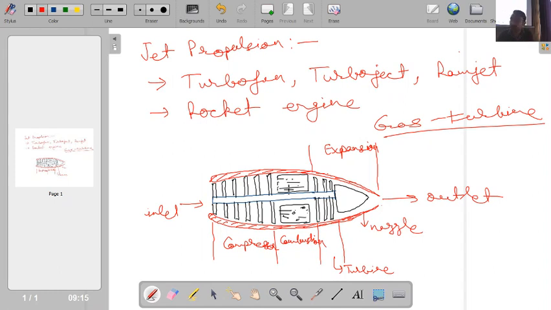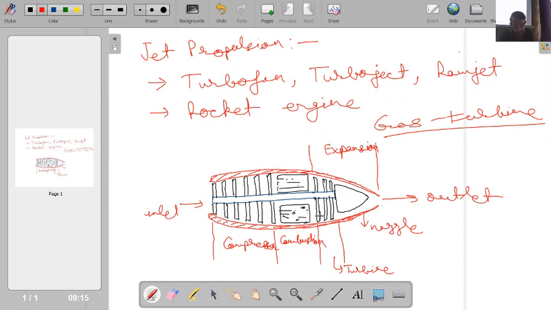That fuel will be participating in an oxidation reaction with the air, and it will release its chemical energy. Upon the release of the chemical energy, after the combustion reaction has taken place, we will be having nothing but high pressure and high temperature gas. Then that gas is partly expanded over the turbine and partly expanded over the nozzle, because our idea is to have jet propulsion.